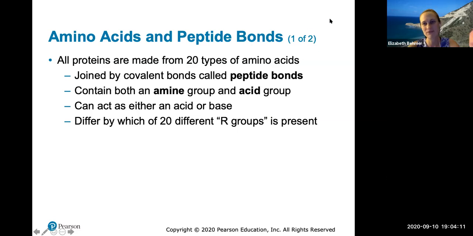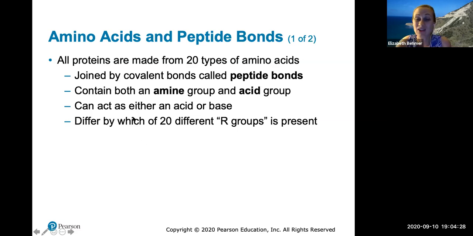So if you leave with anything tonight, and I know you're probably lost already, and maybe your heads are spinning, proteins are made up of 20 types of amino acids, and they're joined together by peptide bonds. And I'm just going to keep going through that.